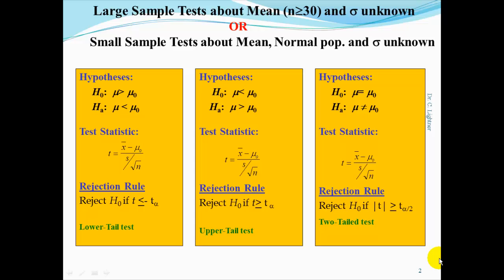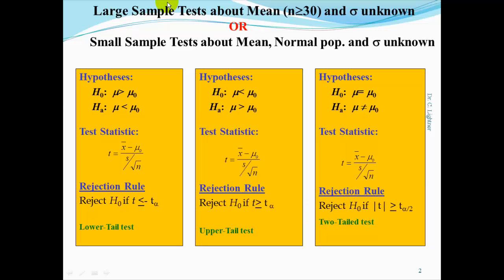Recall back in our confidence interval section when we first encountered the t-distribution. When sigma is unknown, S, our sample standard deviation, must be used to estimate sigma. In this case, we use the t-distribution instead of the z standard normal distribution.